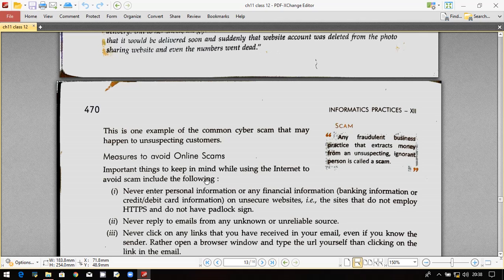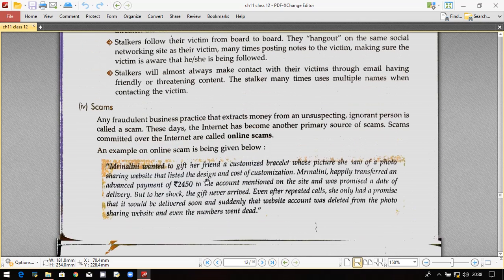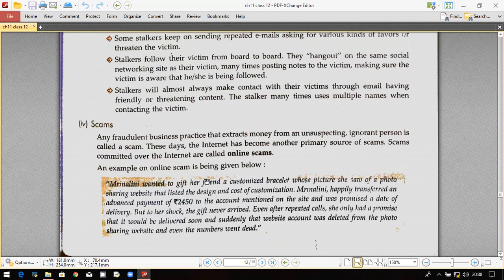Now the next thing is to talk about scams. When we're talking about scams, you know that scams generally refer to fraudulent business practices that extract money from an unsuspecting, ignorant person. These days the internet has become another primary source of scams. Scams committed over the internet are called online scams.